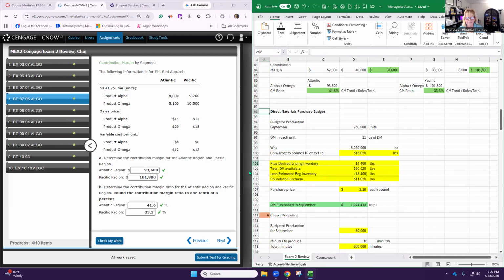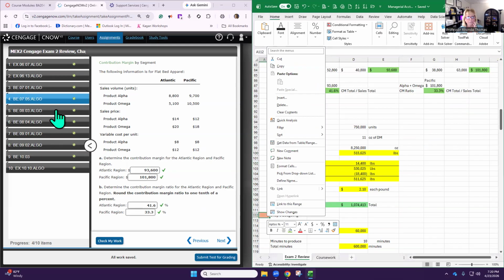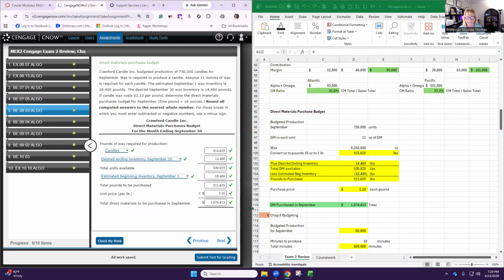to number 5. And it is going to be chapter 8. Chapter 8 is the budgeting chapter. So let me put that down. Okay, we want that up here. Okay, so this is number 5. All right, the first one we're going to do is a direct materials budget.